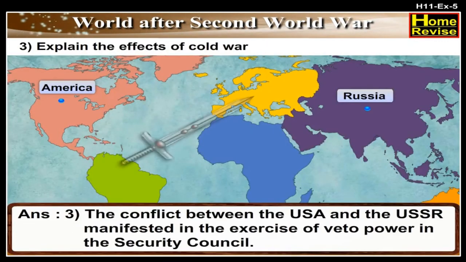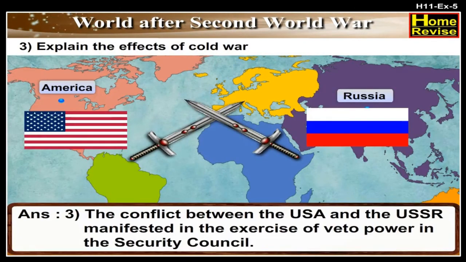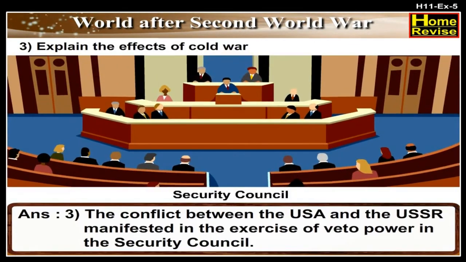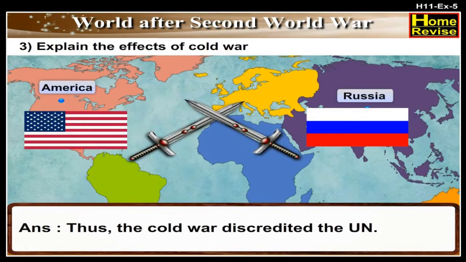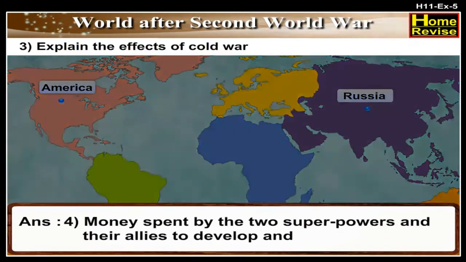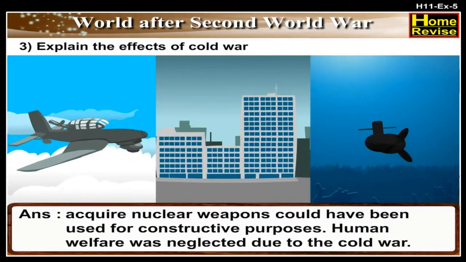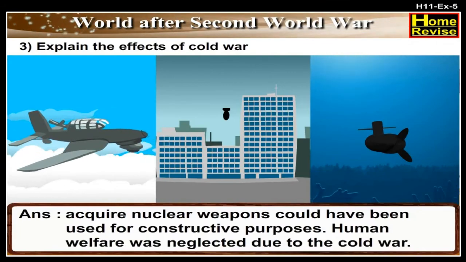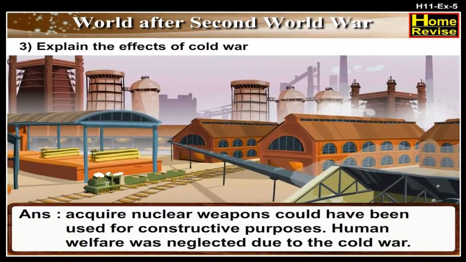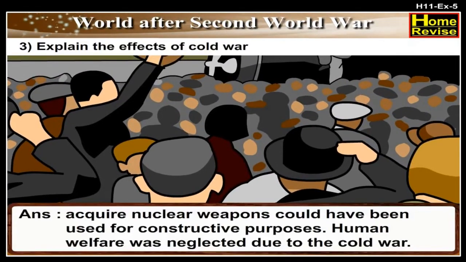Number 3. The conflict between the USA and the USSR manifested in the exercise of veto power in the Security Council. Thus, the Cold War discredited the UN. Number 4. Money spent by the two superpowers and their allies to develop and acquire nuclear weapons could have been used for constructive purposes. Human welfare was neglected due to the Cold War.